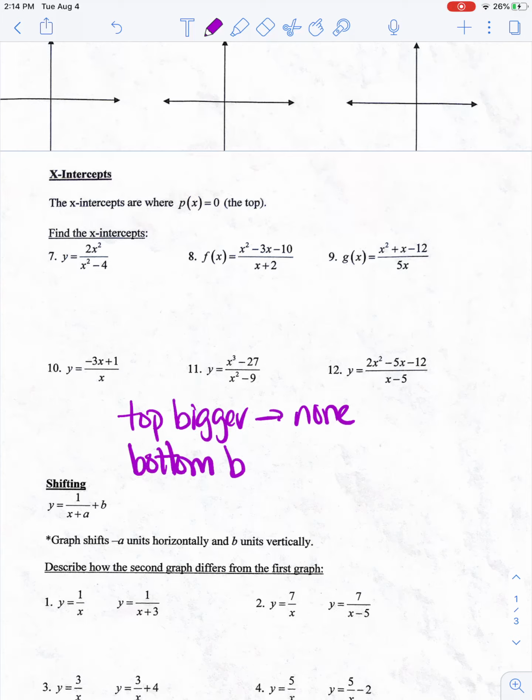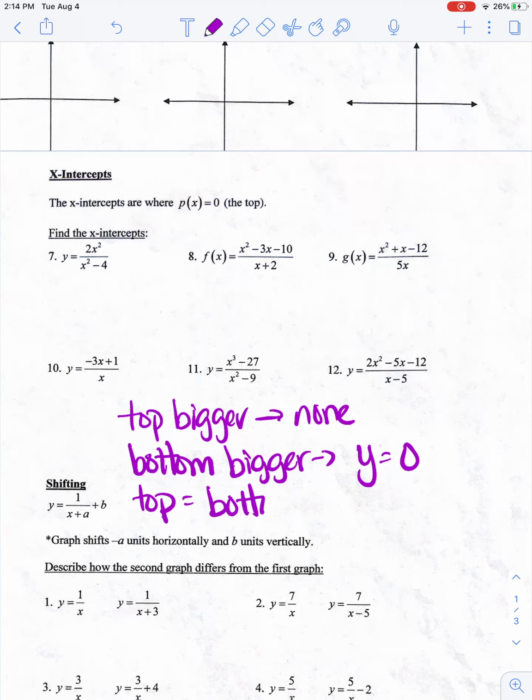Bottom is bigger, then it's y equals 0. And you can't just say 0 because 0 is not a line. These are horizontal asymptotes, so you have to write y equals 0, because if you write x equals 0, that's a vertical asymptote. So you have to have the y equals.